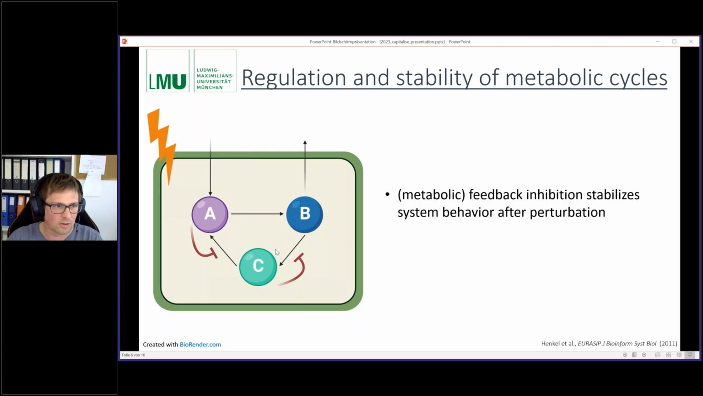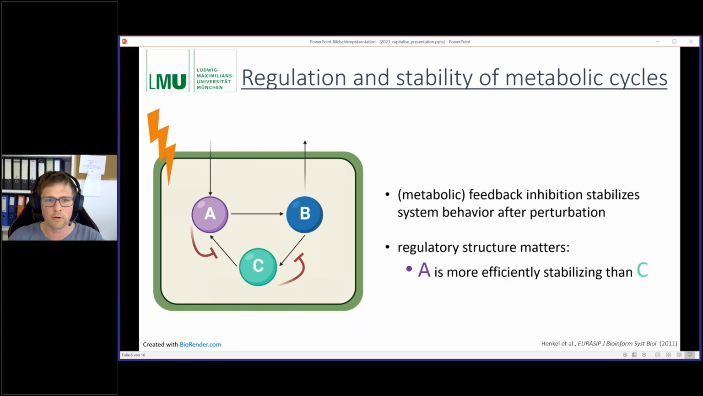However, that's maybe also a well-known phenomenon. However, it now also depends on where this feedback inhibition emerges from. What we and lots of other studies, coming from system theory, have shown is that, for example, here the feedback inhibition coming from A on the reaction which interconverts C to A is more efficient in terms of stabilizing the system behavior than the feedback inhibition from C on the interconversion from B.